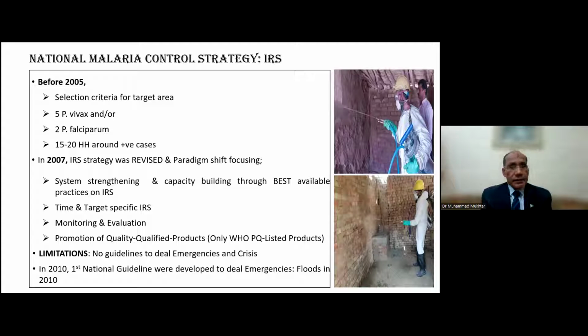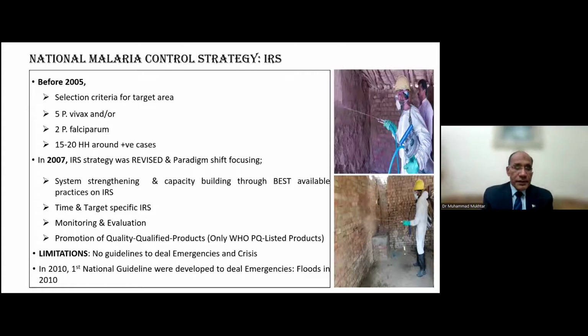Yeah, this is our malaria control strategy for IRS. Before 2000, we had a strategy for IRS where we selected the target area based on the number of cases, like 5 falciparum or vivax cases, or 2 falciparum cases, and then 15 to 20 surrounding houses were sprayed. Though there are some countries which are still following this strategy, after 2007 our strategy was revised for IRS, which was mainly focused on system strengthening and capacity building through the best available practices for IRS.